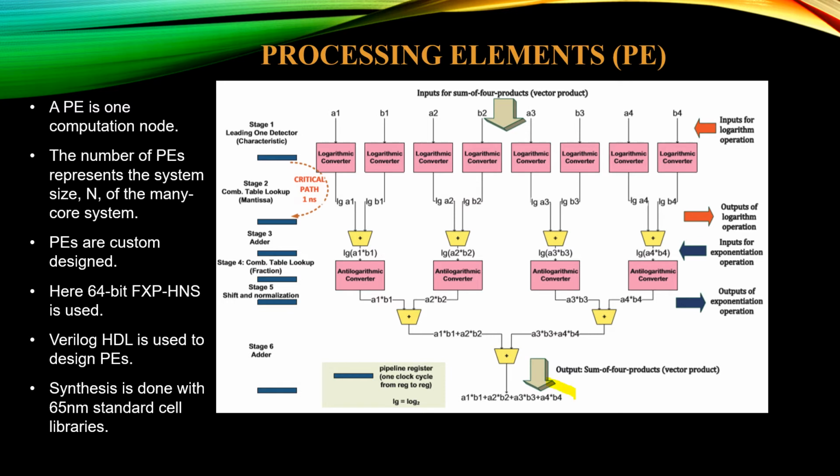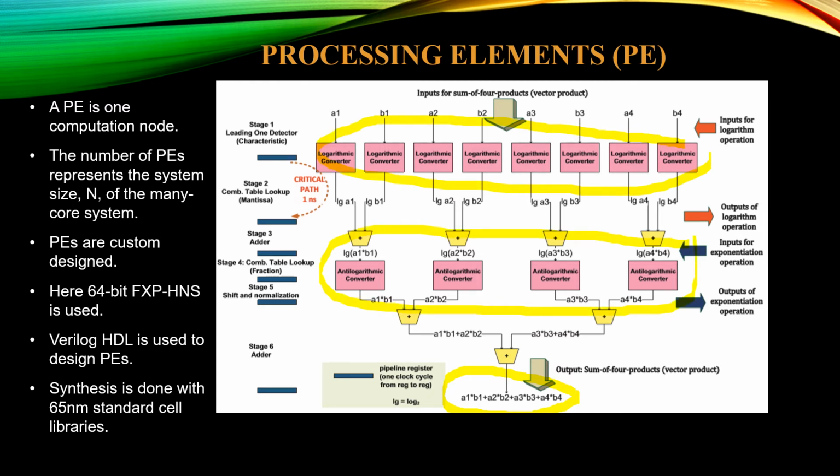Here, as we can see, we need the sum of products of inputs A and B. For that, we have used log functions as well as anti-log functions instead of using the multiplication process. Here, the logarithmic converters are present, and here anti-log converters are present. The inputs A1, B1, A2, B2, A3, B3, and A4, B4 are fed to the logarithmic converters, and the output of this is fed to the anti-log converter, and again it is given to an adder, and finally we are getting the product.